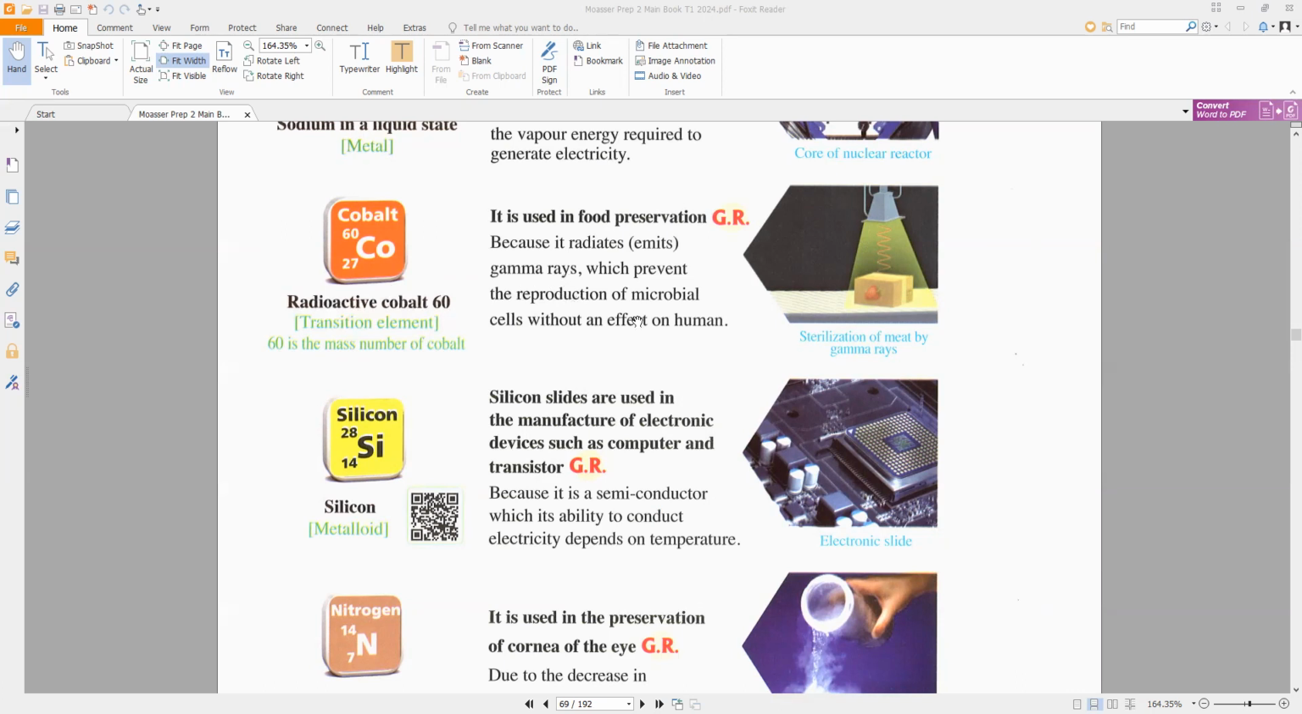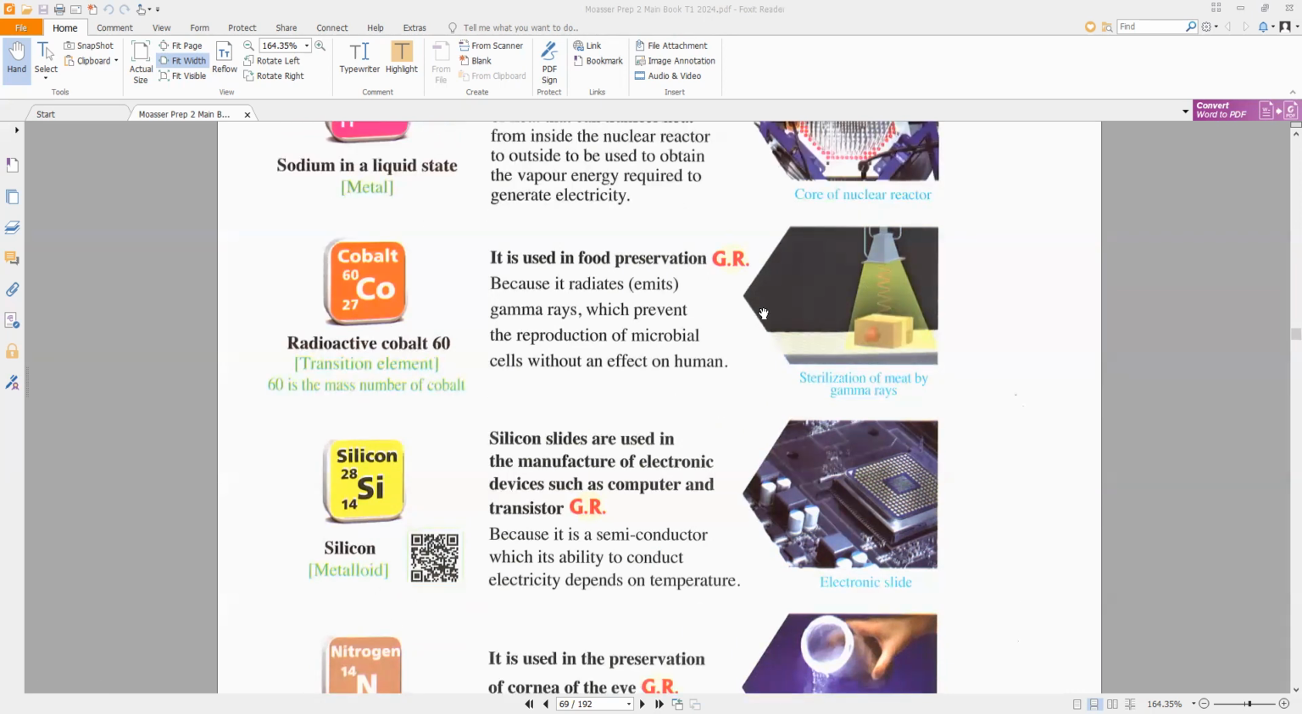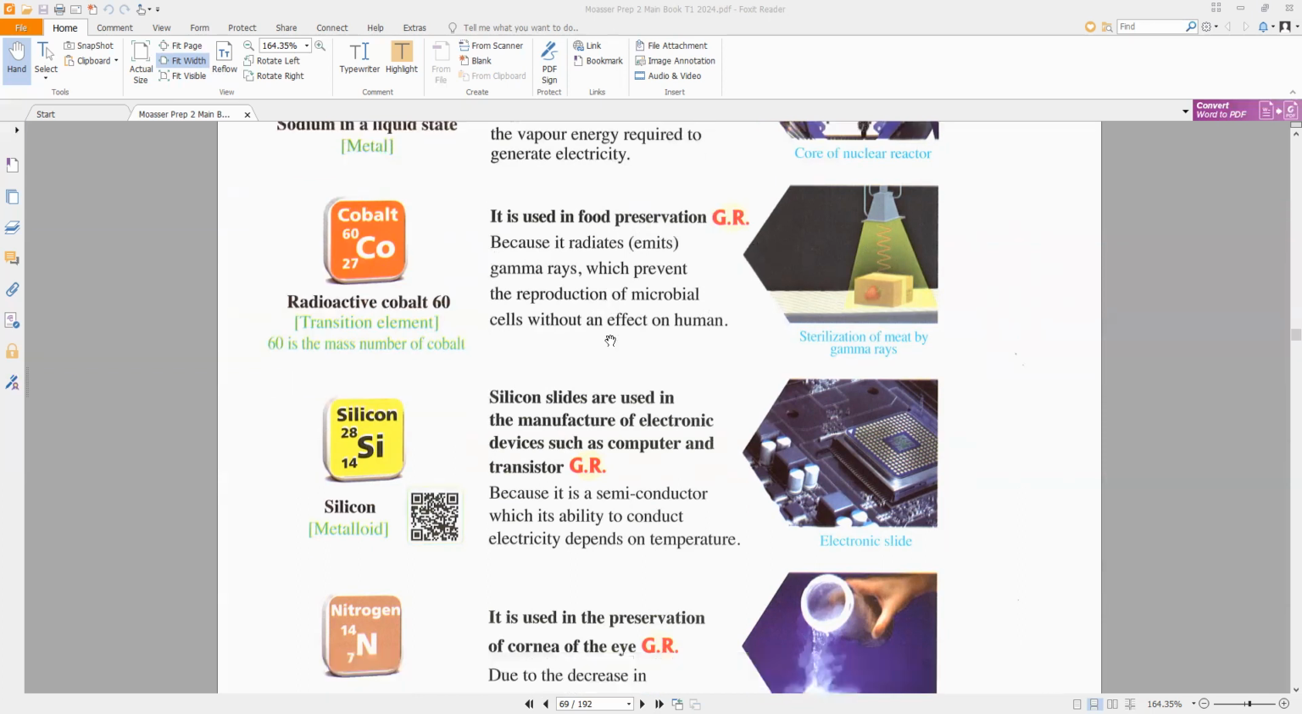Gamma rays are used to kill the microbes in the food, so we can preserve it a long time without it rotting. So cobalt 60 radioactive is used in food preservation because it emits gamma rays that prevent the reproduction and growth of microbe cells in the food without any effect on humans. So we can preserve it a long time without rotting of the food.